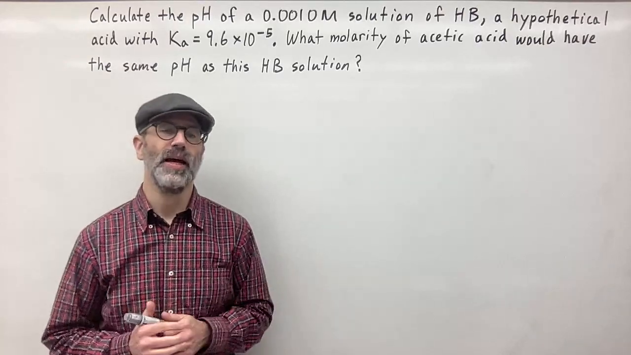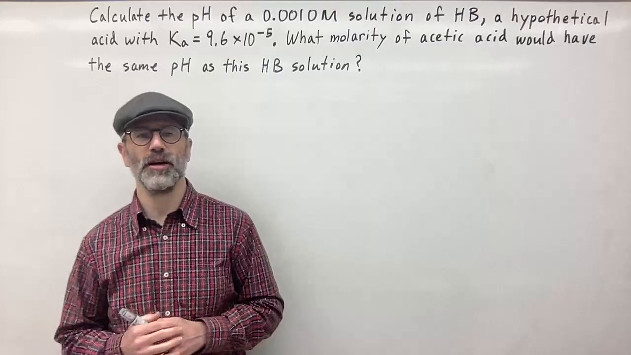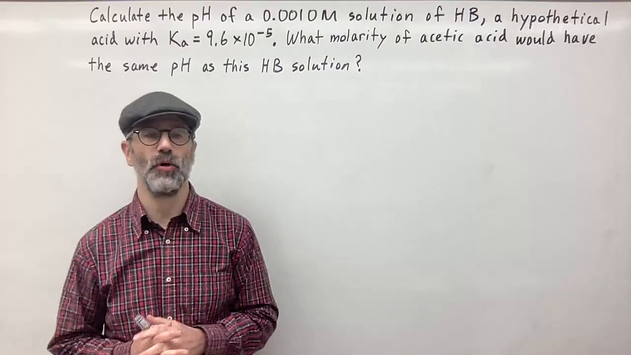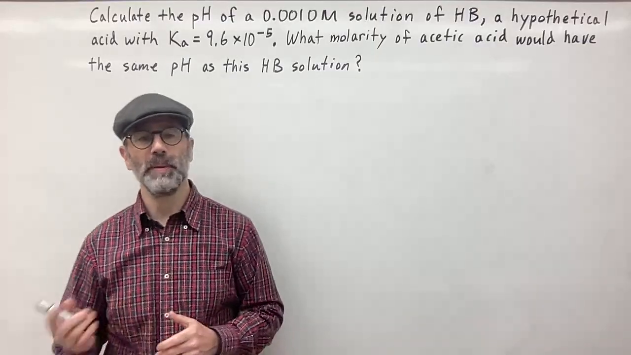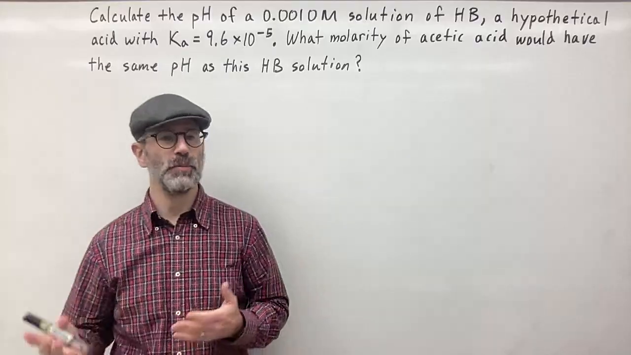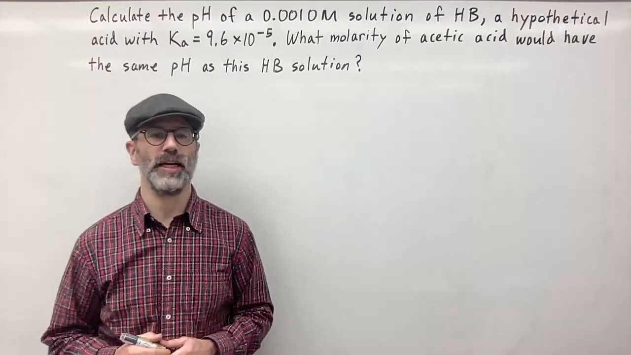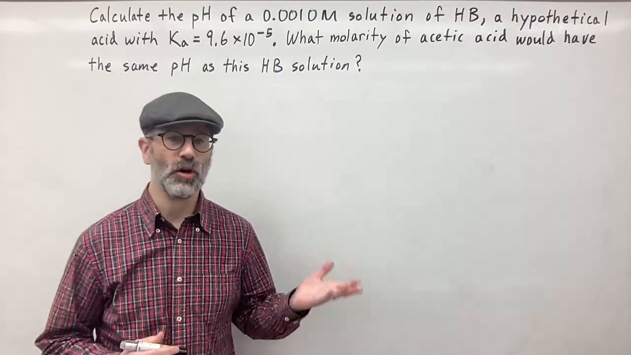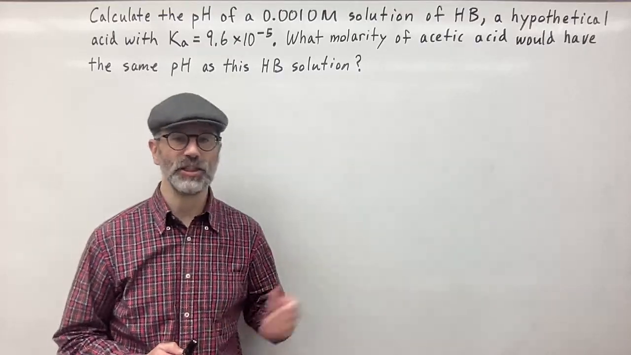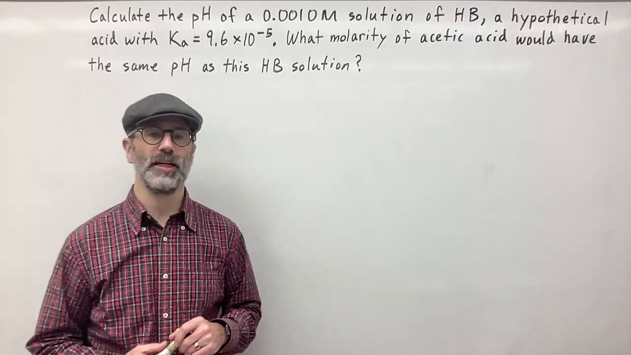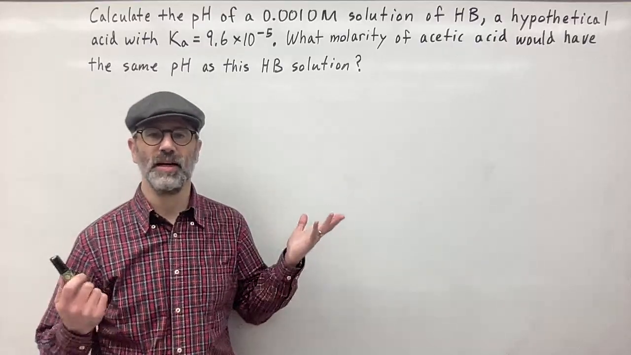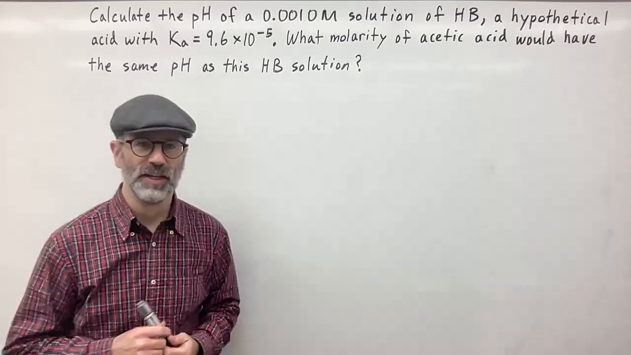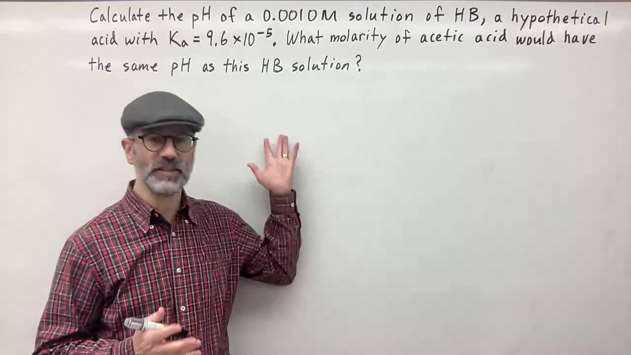Now HB is usually a generic way of identifying some generic weak base, right? So HB would be the base. If you said HA, that would be a generic acid. So here we're looking at a hypothetical acid called HB. Sometimes it's HA. So you know it's a hypothetical because you got B. That wouldn't be boron. But anyway, I digress. So let's do this problem.